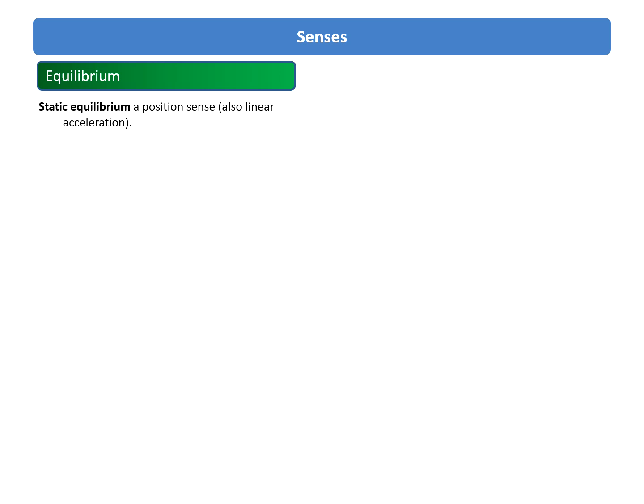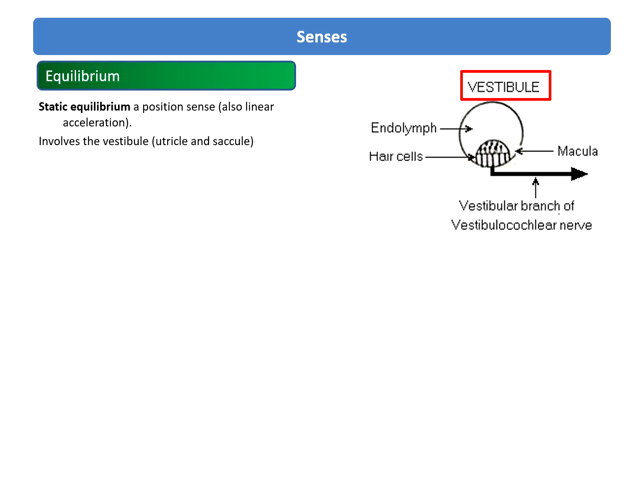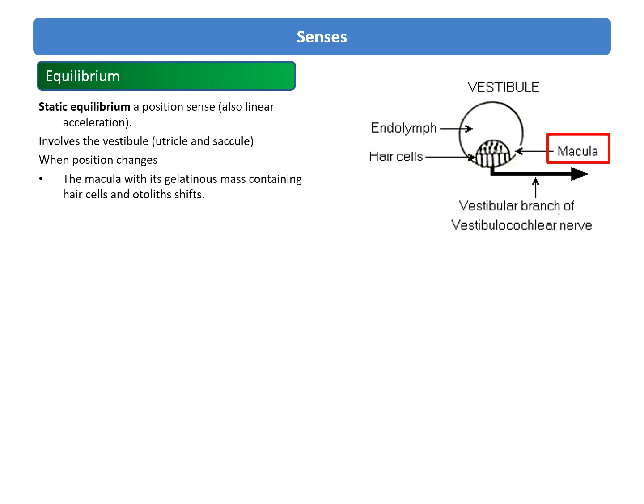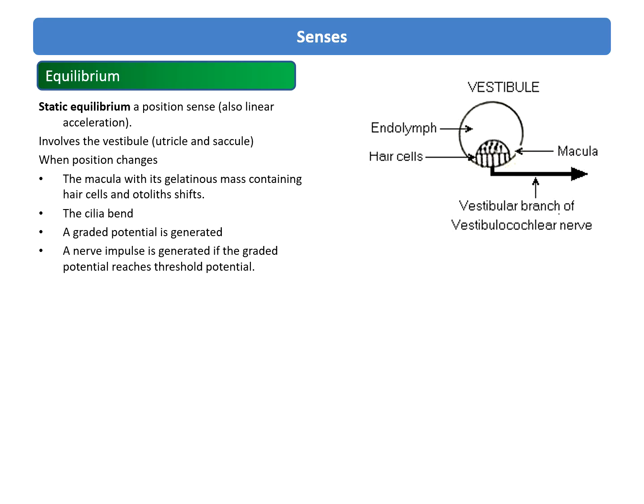Static equilibrium is a position sense. It's also involved in linear acceleration. It involves the vestibule, the utricle, and the saccule. When position changes, the macula, with its gelatinous mass containing hair cells and otoliths, shifts ever so slightly. The cilia bend. The graded potential is generated, and a nerve impulse is generated if threshold is reached. The impulses are transmitted along the neurons in the vestibular branch of the vestibulocochlear nerve.